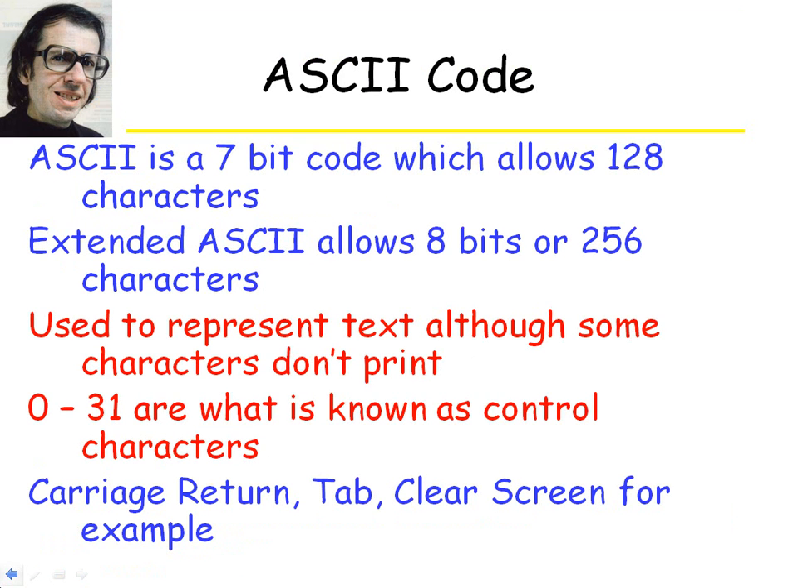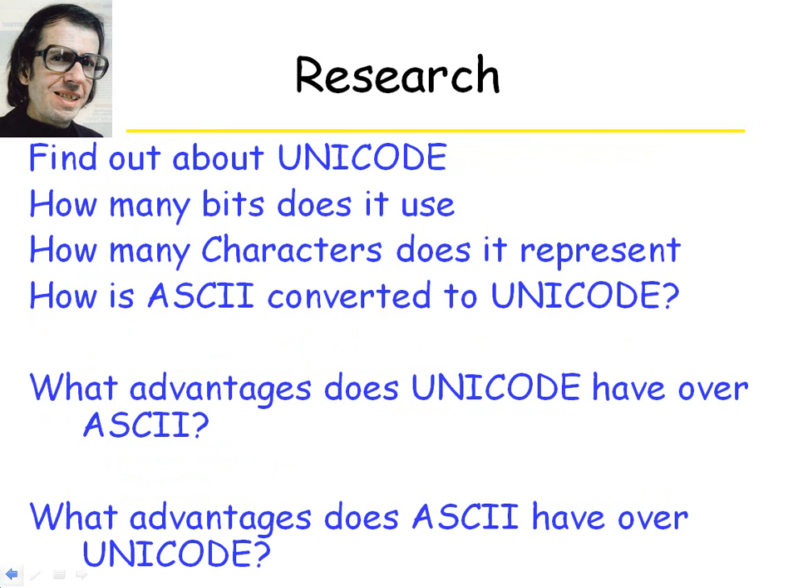So, some facts about ASCII. It's actually a 7-bit code, which allows 128 characters. However, it's extended to 8 bits to allow us to represent more characters. Some of the characters don't actually display. They don't do something, they'll have some function. These are called the control characters, and there's 32 of them. From 0 to 31 in ASCII code are the control characters, and there's several: return, tab, clear screen, and a few others that you could look up and see what they do. Wee research task, if you want to carry it out, to find out about Unicode before we tell you it.